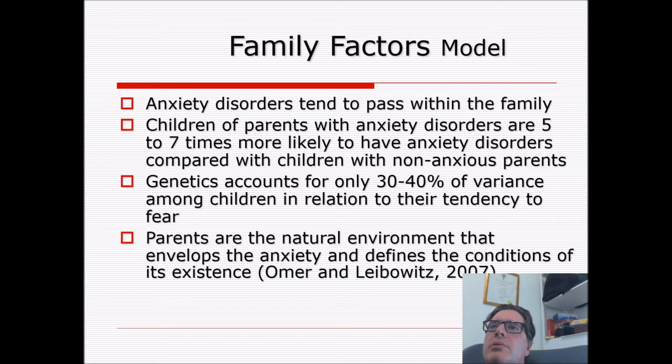Another very important model is the family factors model. So when we talk about anxiety, we're talking about it being hereditary, and that there's something genetic about it. But way beyond the genetics, we see that it is transferred from parents to children because of their behaviors and not just because of genetics. So genetics only accounts for 30 to 40% of the variance, but the fact that the parents are prone to anxiety and the way that they behave is one of the primary things that causes anxiety in children.